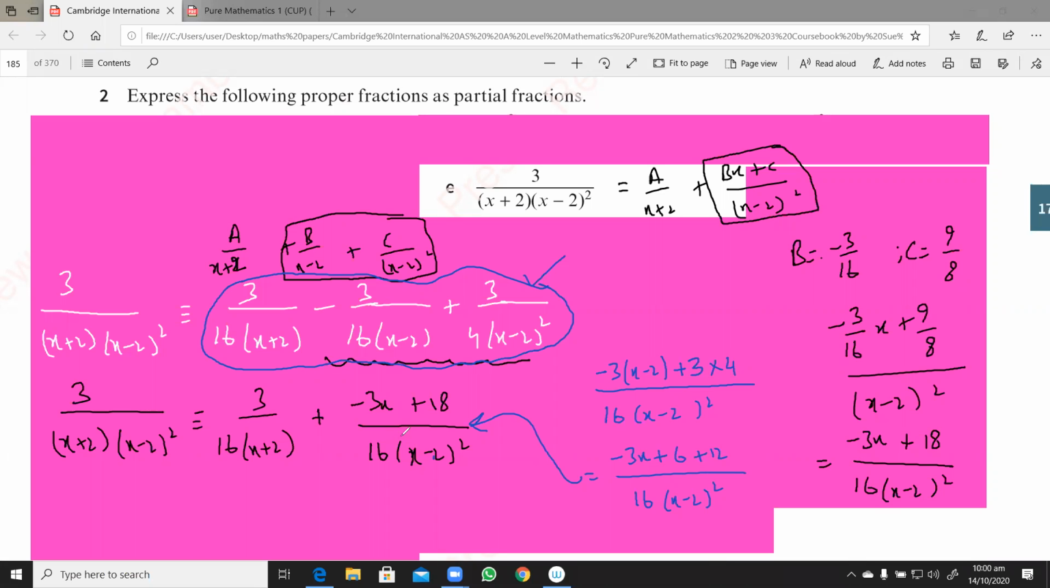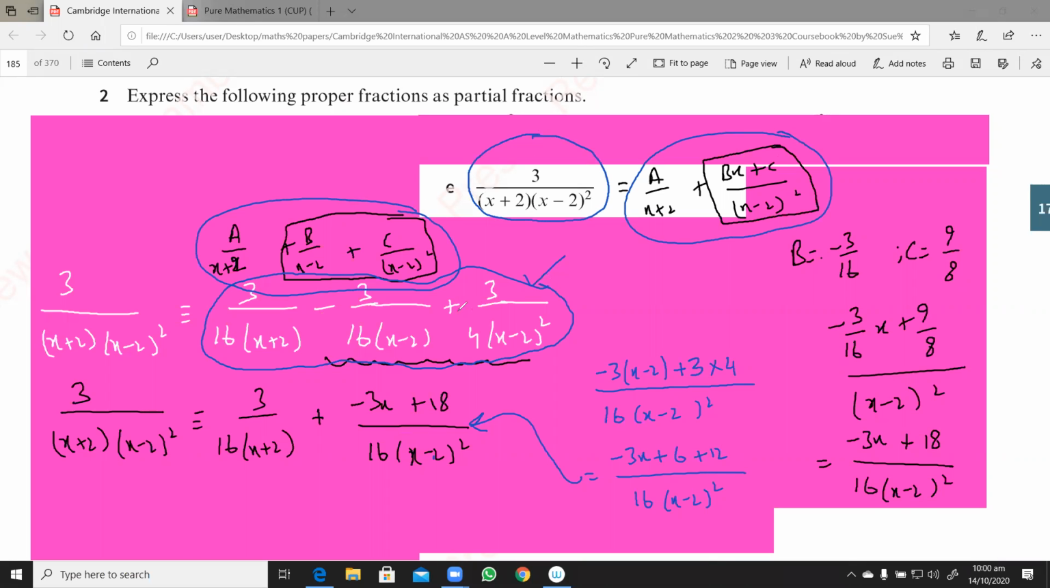Now, this is a very frequently asked question: let's say you get a question in the exam that you have to write the partial fractions for this. So which method is correct? Both the methods are correct. If someone writes it like this and someone writes it like this, they will both get full marks. This is totally up to you.